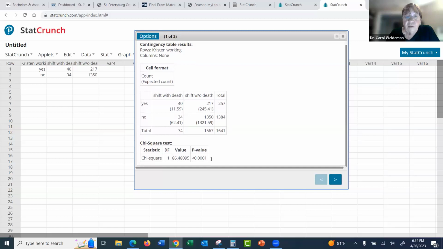And if you go down here, look at my chi-square, it only has 1 degree of freedom, and the p-value is less than 0.0001. So what would be our conclusion here? Would we reject the null that the two variables are independent? Yes, we would, definitely.